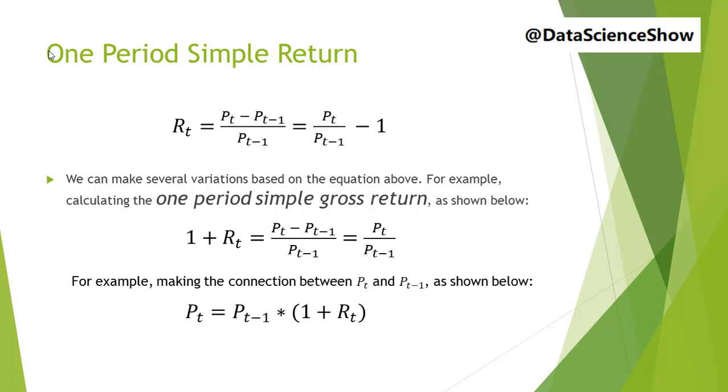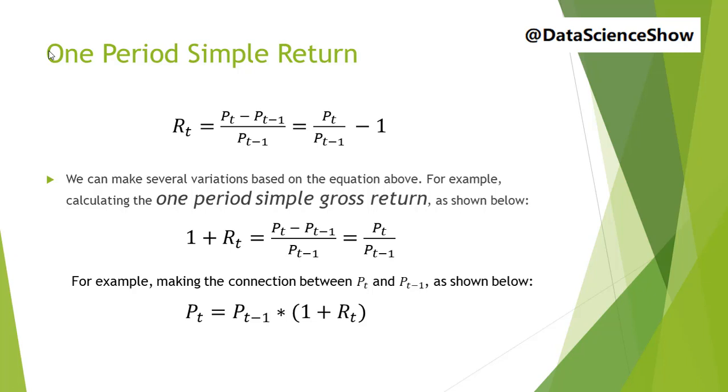Simple return. As you can see, the first equation shows you how to calculate simple return. We use uppercase R sub t to represent simple return. We calculate simple return in the following way. We subtract yesterday's stock price from today's stock price. We get this price difference. Then we use yesterday's stock price to divide this price difference we just get. This is how we calculate simple return.